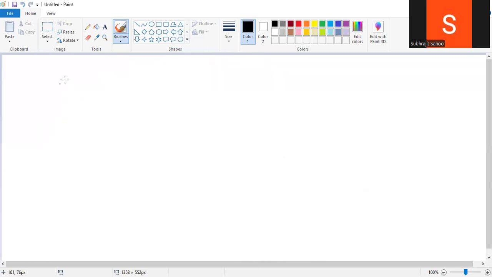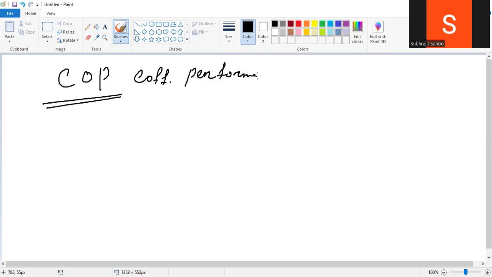COP. Next is what? Okay, COP. Full form, coefficient of performance, right? Coefficient of performance. What is the meaning of coefficient of performance?